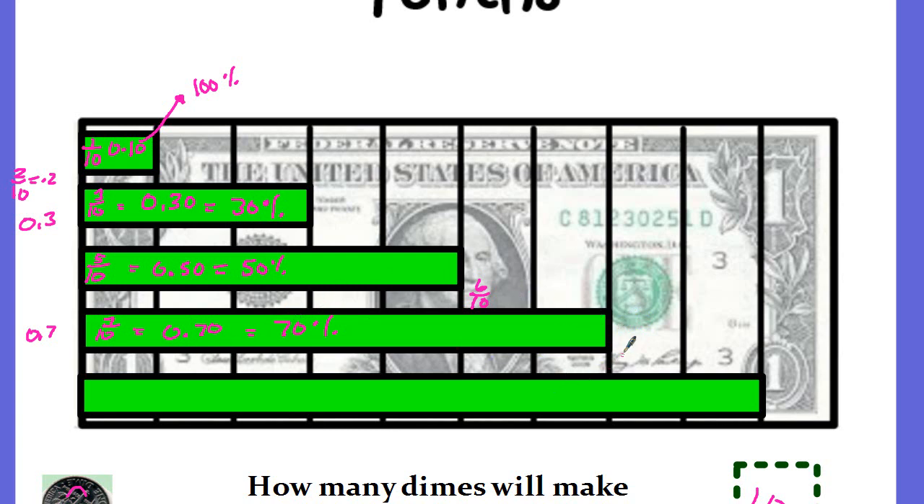Add another dime and you get 80 cents, or 8 out of 10. Add another dime, it's going to give you 9 dimes, 9 out of 10. 9 dimes is 90 cents, or you could write it as 9/10. 90 cents out of 100 cents would be 90%.